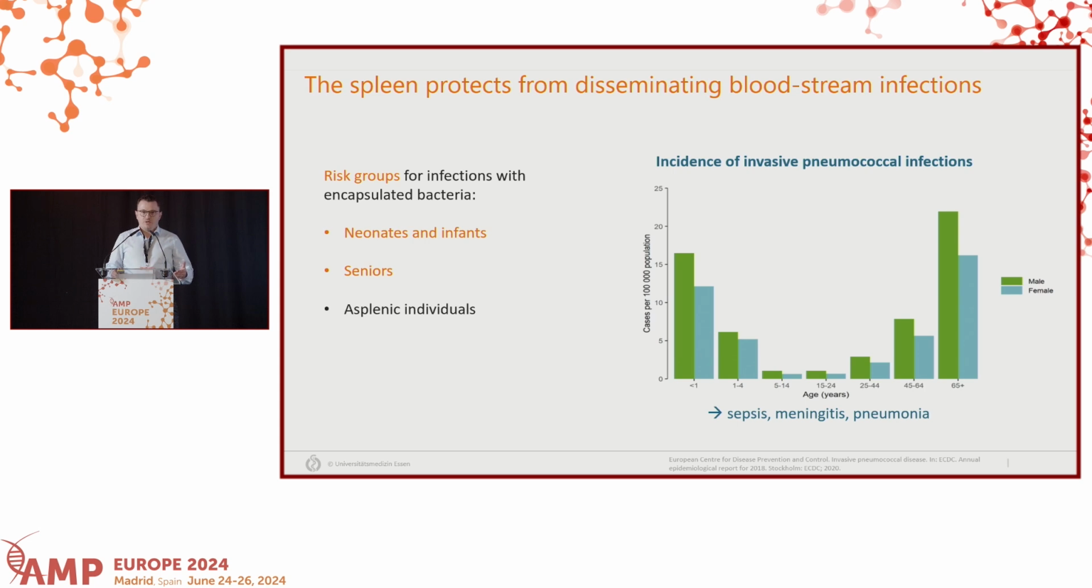However, we know that also people who have a spleen are at higher risk because of their age. In particular, neonates and infants, as well as seniors, are at elevated risk of suffering from severe infections with, for example, streptococcus pneumonia as displayed in this graph. And also in these age groups, the incidence of severe complications such as sepsis or meningitis is increased. However, the molecular reasons for this increased susceptibility is yet unknown.